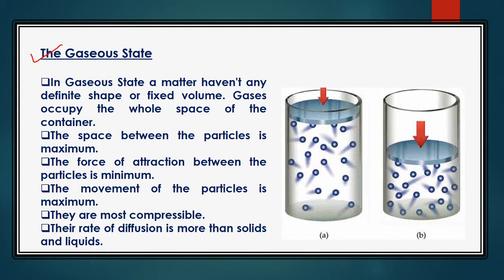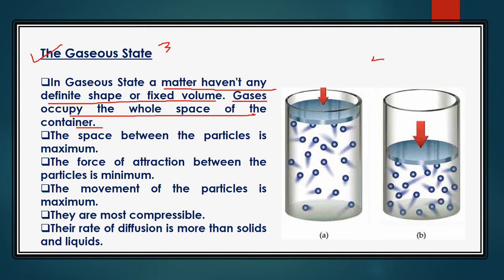Now the gaseous state. This is the third state of matter. Till now we have discussed solid and liquid states. Solids are those matters which have definite shape and volume. Liquids are those which have fixed volume but not any definite shape. Now about gases. In the gaseous state, matter has neither a definite shape nor a fixed volume. Gases occupy the whole space of the container.